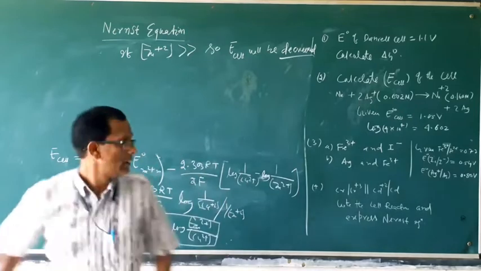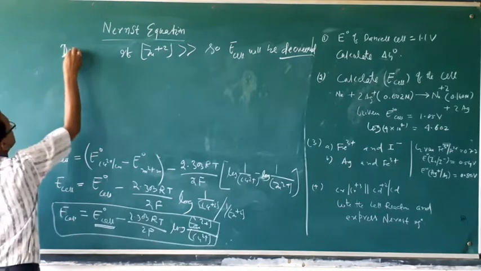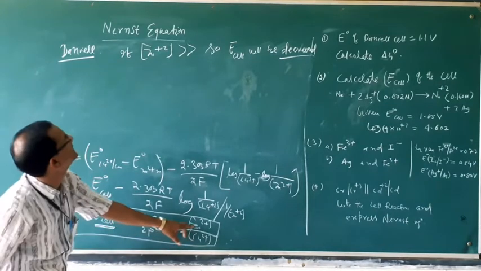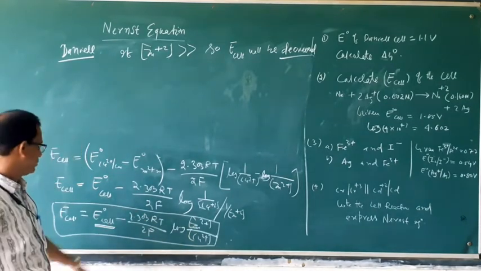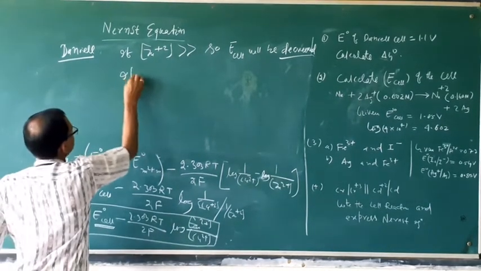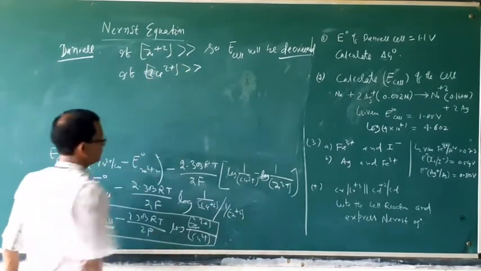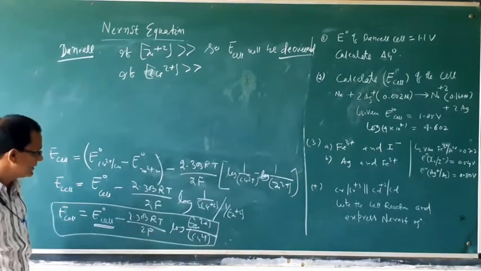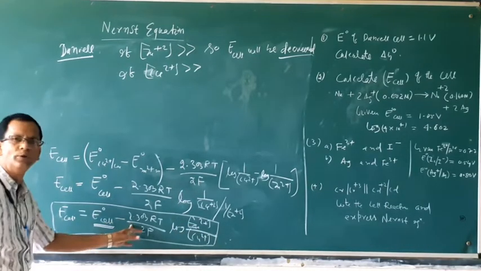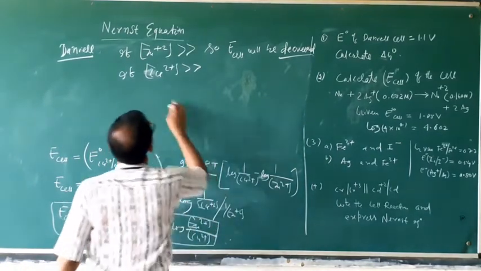What does this mean? In the case of the Daniell cell, if zinc ion concentration increases, then the cell potential of the Daniell cell decreases. Similarly, if copper ion concentration increases, then the log value decreases. If the log value decreases, then the minus value will be less, so that E cell will be more.